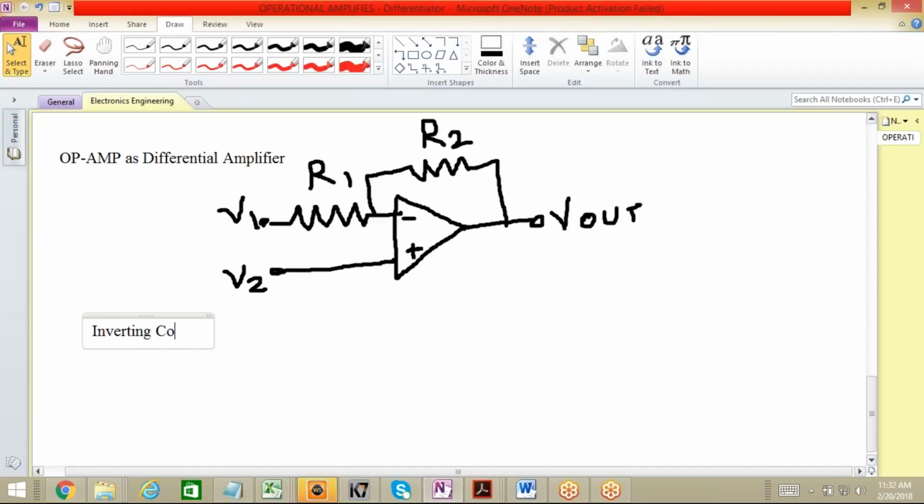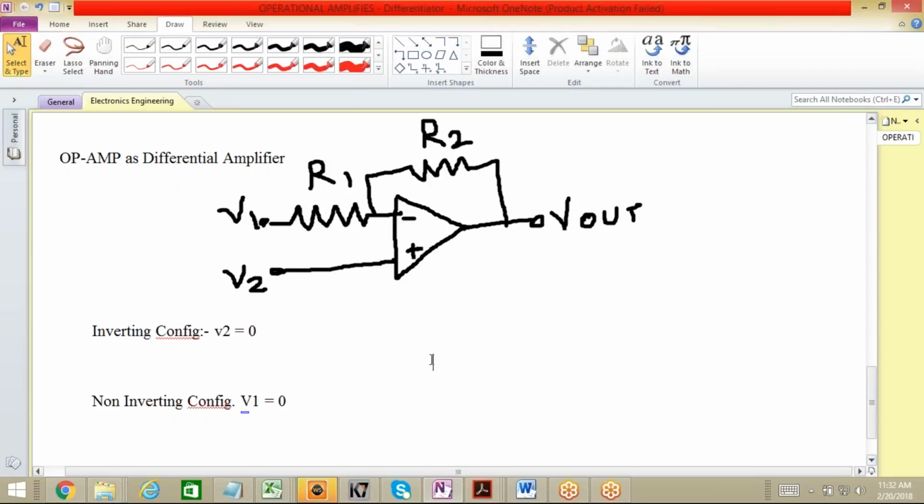Sorry for the typo. Inverting configuration. Under this inverting configuration, that means the voltage should be applied as this V1, right? In this case, this V2 must be 0, right? And in a similar way, we have a non-inverting configuration. Here we have V1 equal to 0, right?